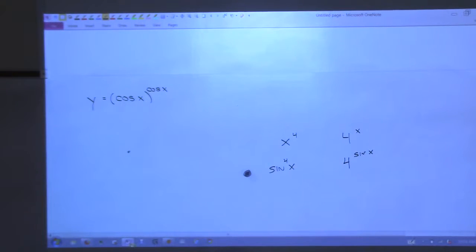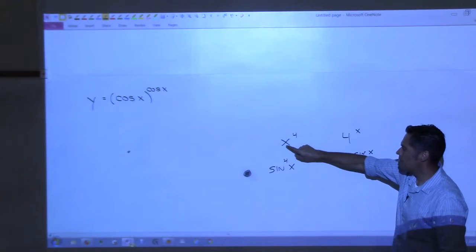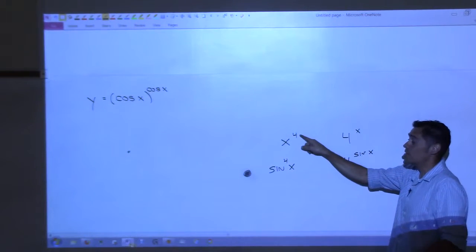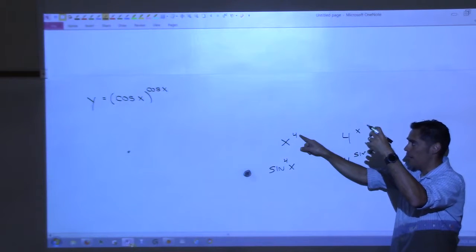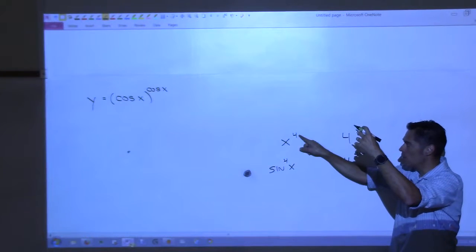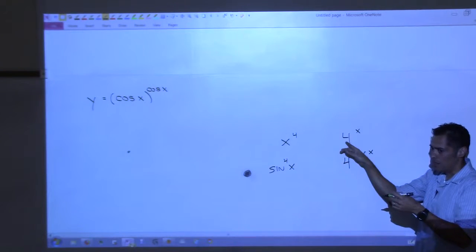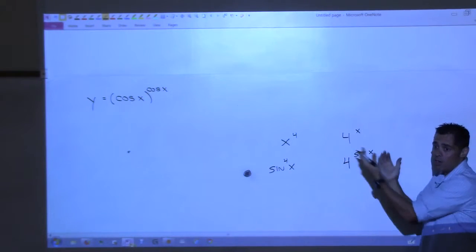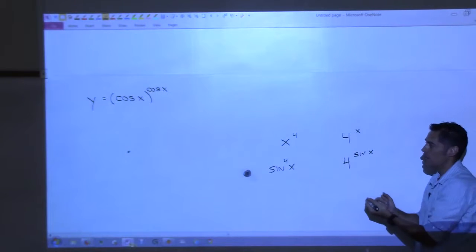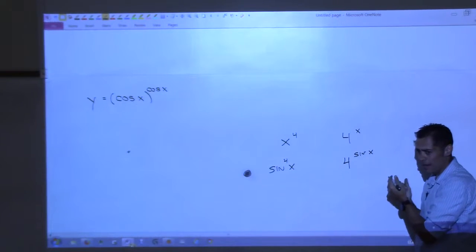So how do you take the derivative of something like that? Because it's not this, where x is in the base and you have a constant power. And it's not this, because your base is not a constant. So it's neither one of these. It doesn't fall into either one of these categories. Is that clear?